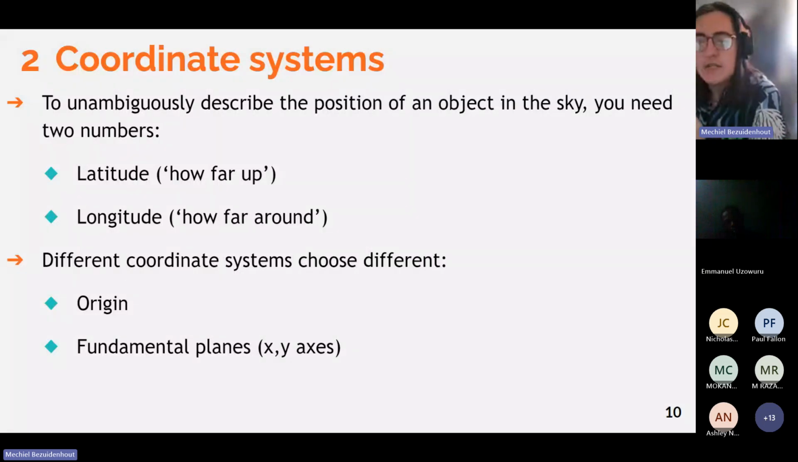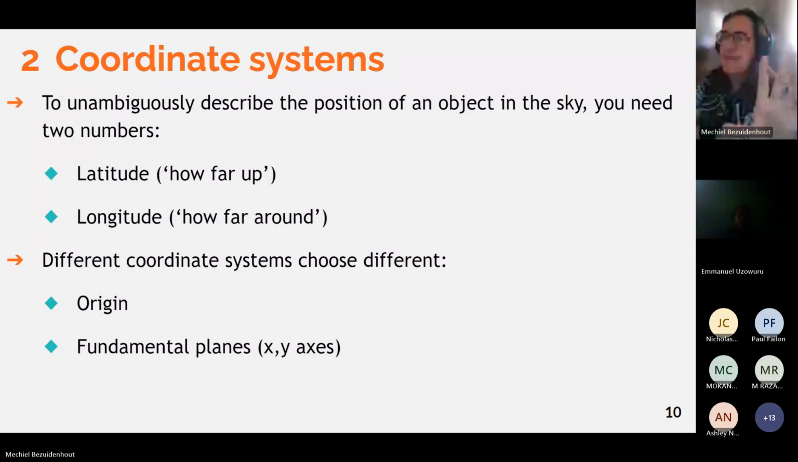So we can think about the sky as a two-dimensional projection. We can project it into two dimensions, basically a flat dome. And then in that case, we need two values to unambiguously describe the position of an object in the sky. So in general, we use a latitude, meaning how far up in the sky the object is, and a longitude, how far around the dome the object is.